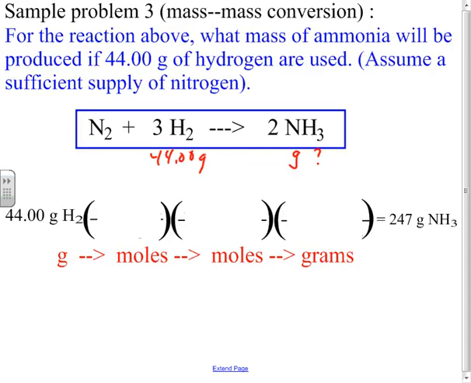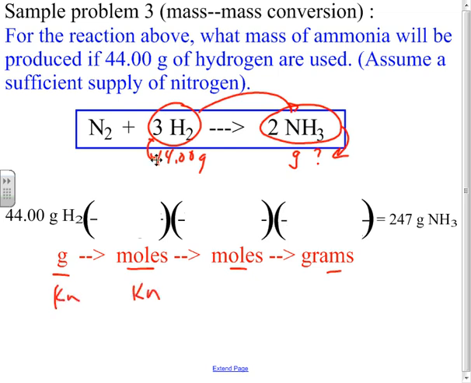I prefer really to use the balanced chemical reaction as a map. We have to go from grams to moles, moles to moles, and then moles to grams. And so this is a grams to moles to moles to grams, grams of known to moles of known, to moles of unknown, to grams of unknown. So we're starting with 44 grams of hydrogen. To get to moles, we have to divide by the molar mass of that particular substance. So hydrogen has a molar mass of 2.02. Now we know how many moles of hydrogen we have.